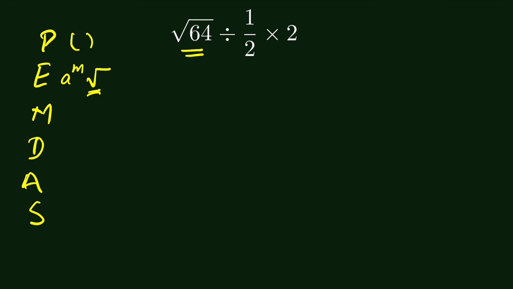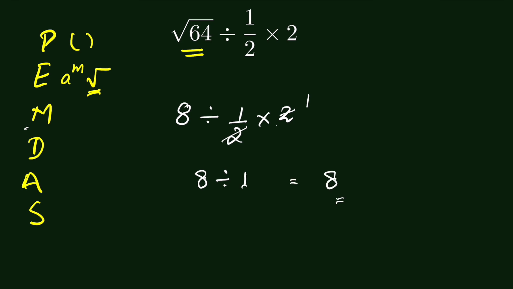Now square root of 64 is 8. So we write 8, then divide it by 1 upon 2 times 2. Now after exponent we have multiplication. So will you do multiplication? Doing multiplication means 2 times 1 is 2. So it will be 8 divided by 1, and after multiplication we have division. So answer will be 8.